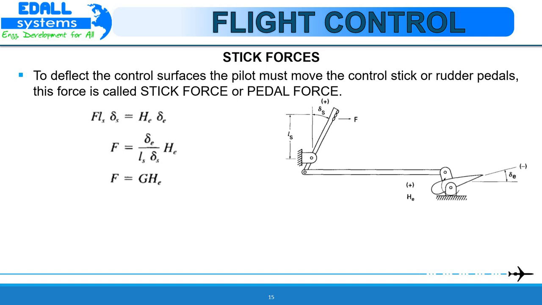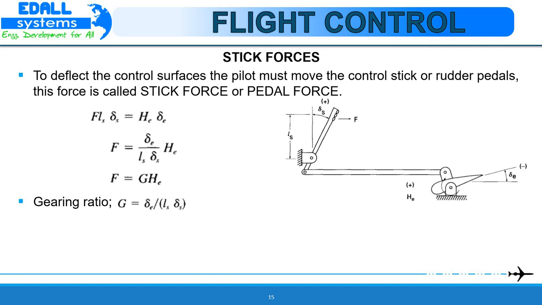The work of displacing the control stick is equal to the work in moving the control surface to the desired deflection angle. We can write the expression for the work performed at the stick and the elevator as F Ls δs equals H_e δ_e. Rearranging, we get F equals δ_e by Ls δs into H_e, where this ratio is substituted as G, called the gearing ratio, which is the measure of the mechanical advantage provided by the control surface.